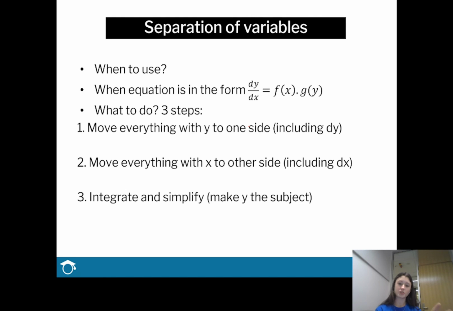So once you've done that, once you've integrated it, you usually simplify it and make y the subject. If you're doing a word question, what you're going to need to do is make sure you're including the initial condition, which is if they give you some sort of coordinate, maybe the initial value is 1, or the initial value is 0, or something like that. And you'll need to find the C value, because you can't forget the C value with these ones. Even though you're integrating on both sides, make sure you still remember the C.